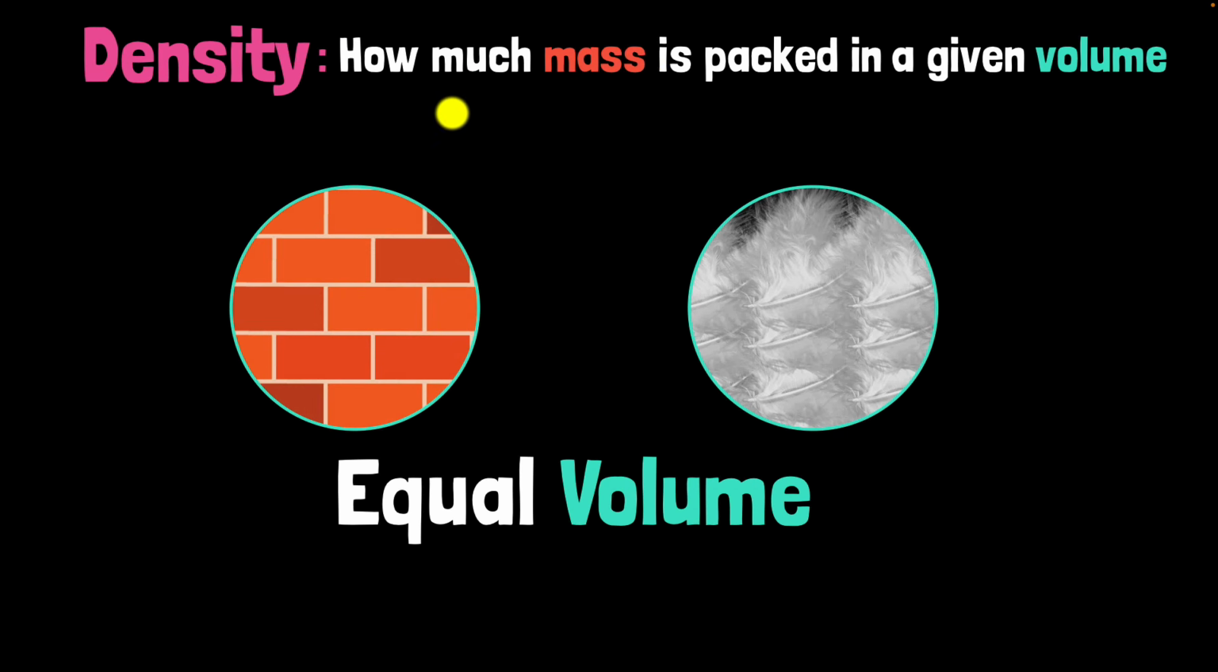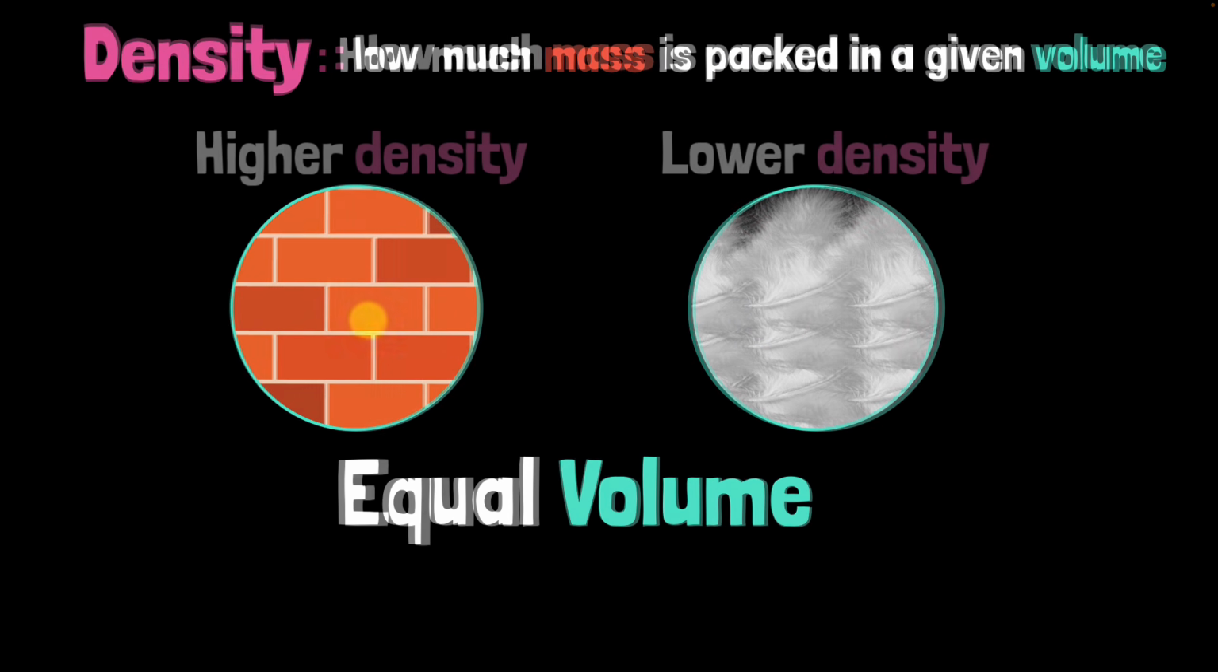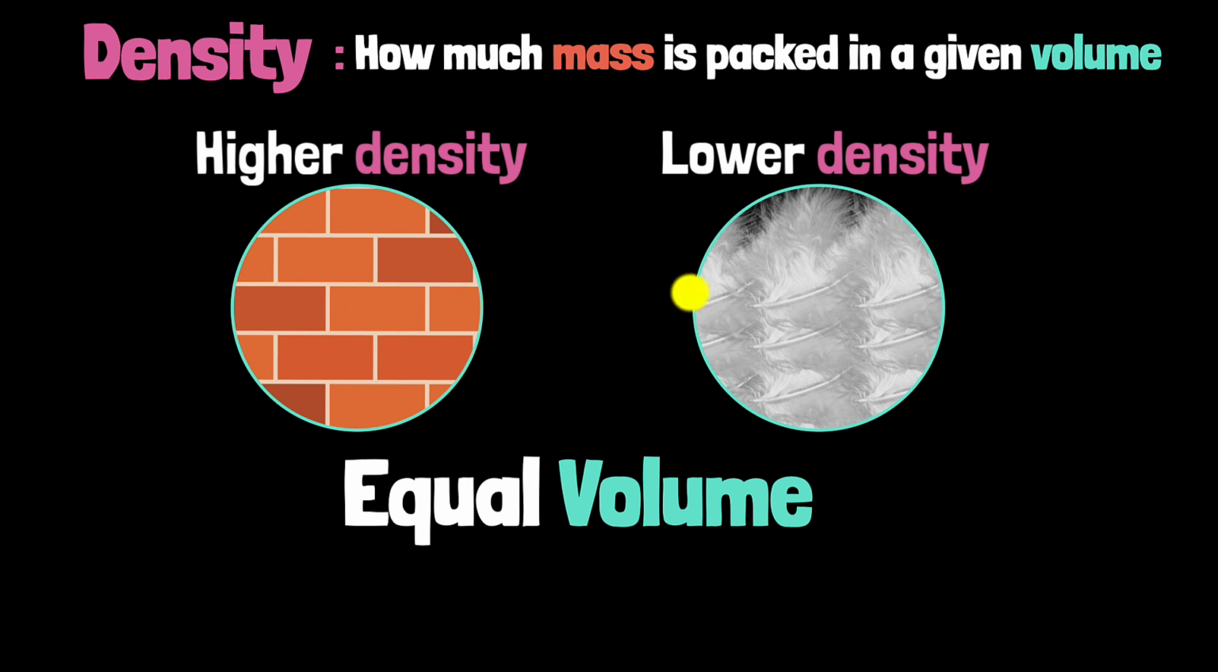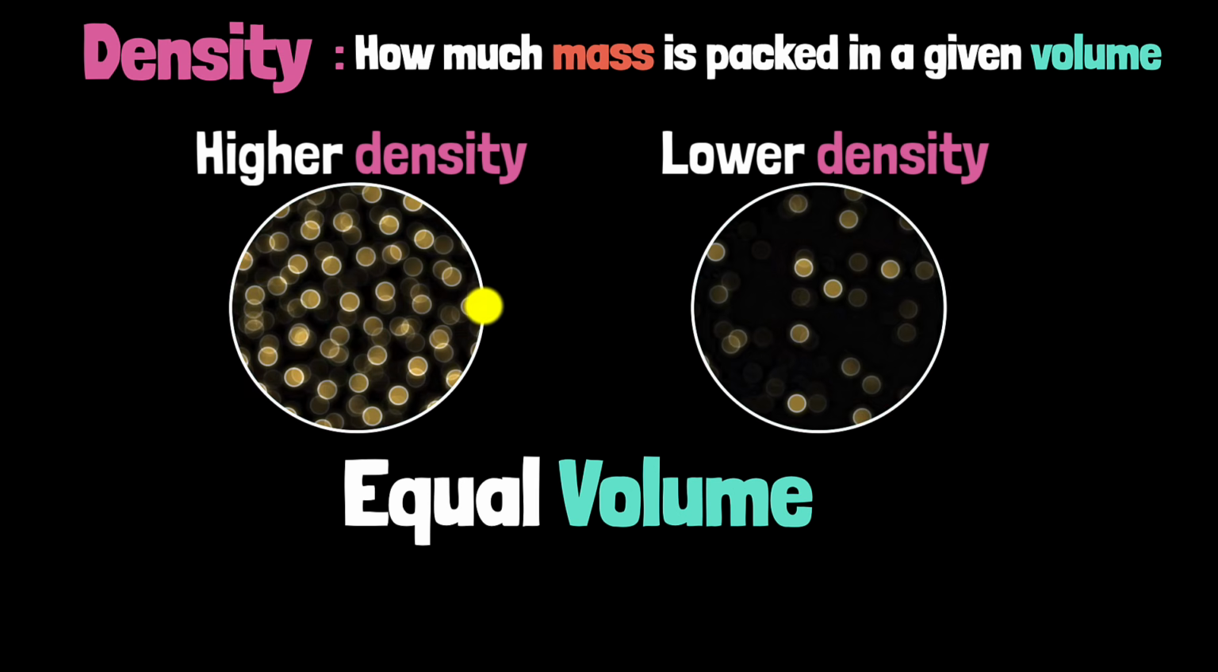Well, density is a measure of how much mass is packed in a given volume. So bricks have a higher density compared to feathers because in bricks, more mass is packed in a given volume compared to feathers. Here's another way to visualize this. We can clearly see, particles are more crowded over here compared to over here, right? So they are packed more closely over here. Now, if all particles were identical, if each particle had the same mass, then you have more mass packed in a given volume compared to over here.